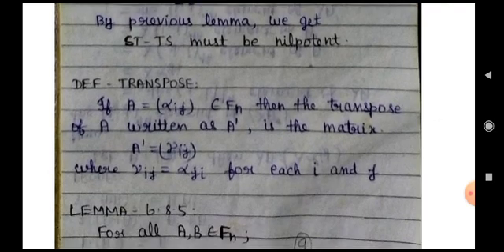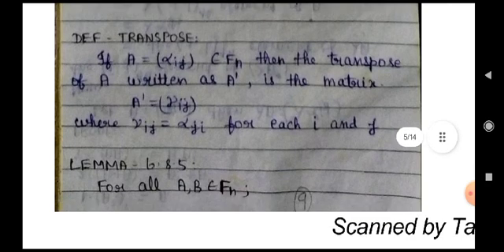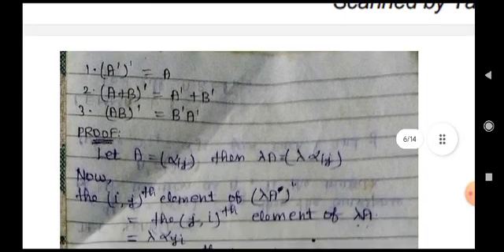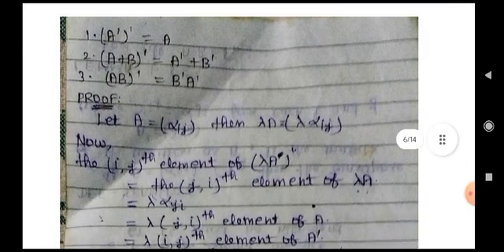And now we see the definition of transpose. If A equals (alpha ij) belongs to Fn, then the transpose of A, written as A dash, is the matrix A dash equals (gamma ij), where gamma ij equals alpha ji for each i and j. Using that, we see a lemma. For all A, B belongs to Fn, (A dash) dash equals A, (A plus B) dash equals A dash plus B dash, and (AB) dash equals B dash A dash.